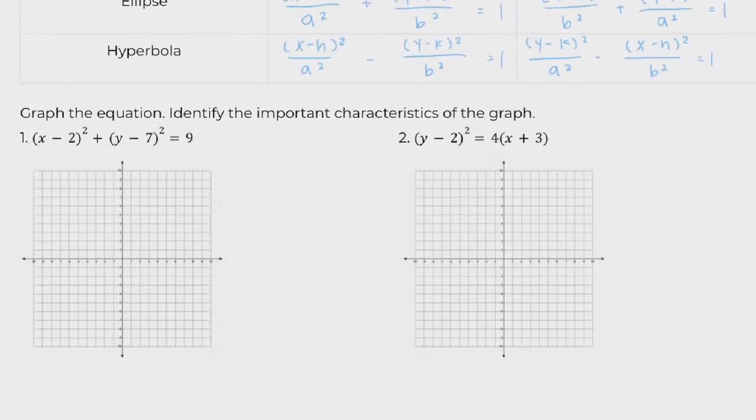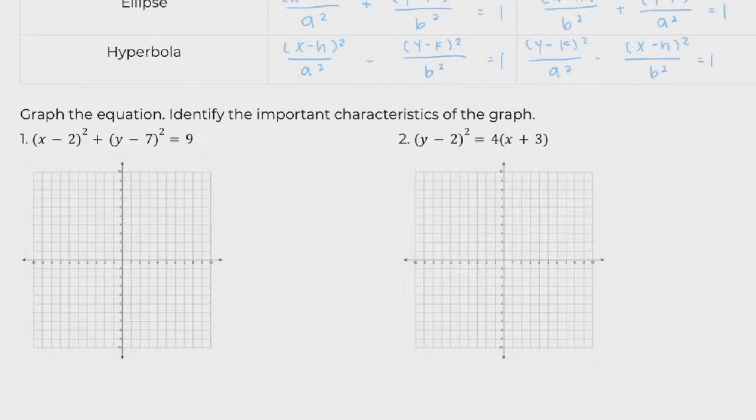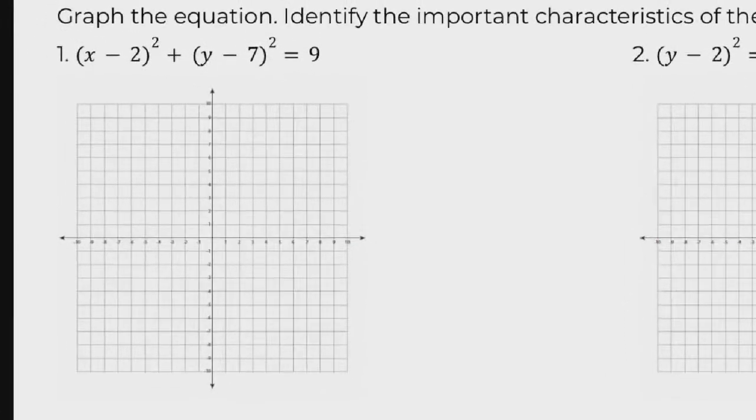Okay, so in the examples, we're first going to graph the equation and identify the important characteristics of the graph. First we have to decide which type of conic this is. We have something squared plus something squared equals 9. So this is going to be a circle.